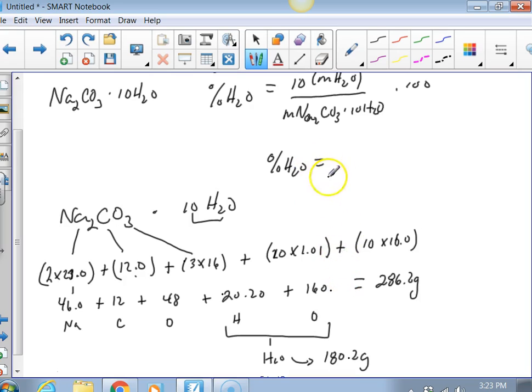So when we come back up here and plug in, the percent water is equal to the mass of water, which is 10 times the mass of water, which is going to be 180.2 grams, divided by the mass of the whole thing, 286.2 grams, times 100. So 180 divided by 286.2, and that comes to, percentage-wise, multiplied by 100, 62.9% H2O.